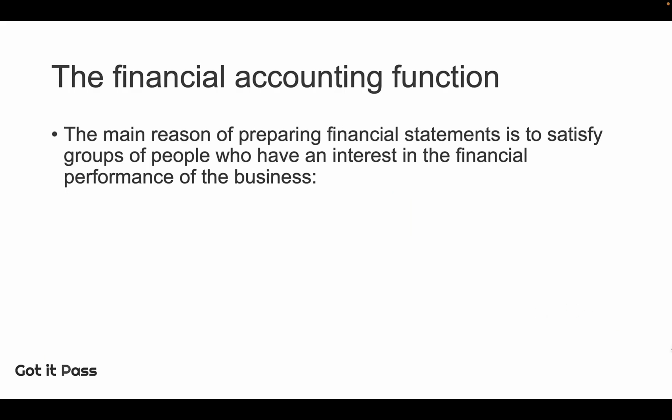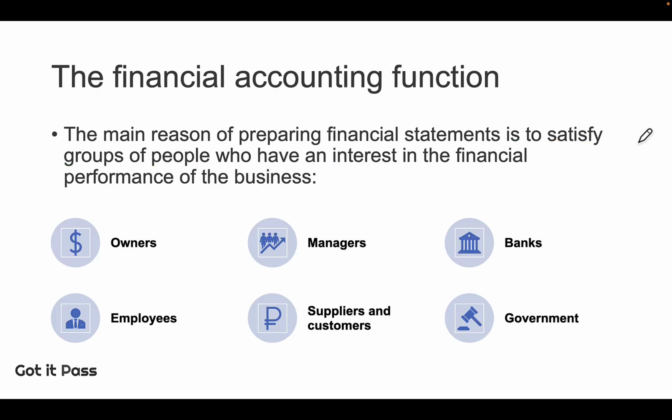The main reason for preparing financial statements is to satisfy groups of people who have an interest in the financial performance of the business. So why do we have the financial statements prepared? Because we need to satisfy some of the key stakeholders of the company. And they include these six different groups: owners, that means the business owners, the managers, also the banks, employees, suppliers and customers, and government.